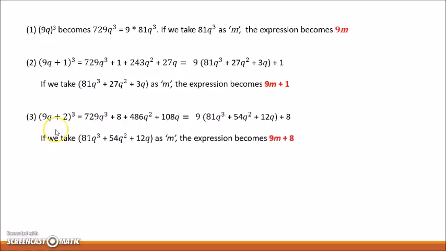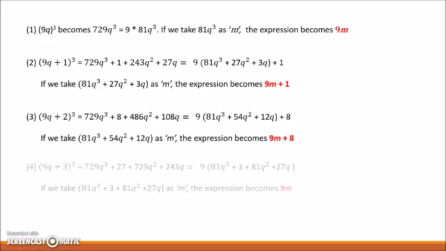Next, we simplify 9q plus 2 the whole cubed in the same way. Here we get an 8. So, we take this 8 out and then we take the 9 outside the bracket and write this as 9 multiplied by 81q cubed plus 54q squared plus 12q. And if we take this expression 81q cubed plus 54q squared plus 12q as m, this expression becomes 9m plus 8. Similarly, we solve 9q plus 3 the whole cubed and we can simplify it as 9m.